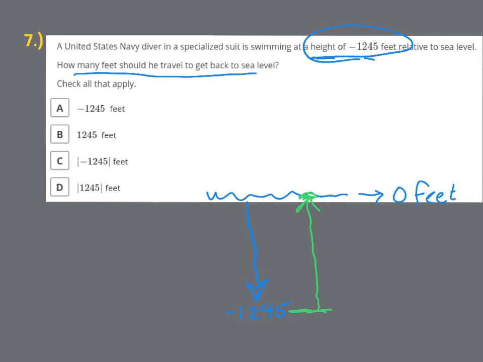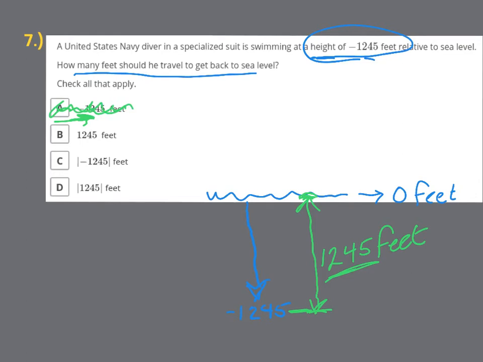Well, it's the same distance as it was to get down, so we know that this distance is 1,245 feet. So now it says that I can check all that apply. So A says negative. Well, it doesn't ask anything about a direction. It just says how many feet. So we're talking about the distance from one place to another. We want that to be positive. Okay, so we're just looking at the distance. So we know that the number can't be negative in this particular answer.